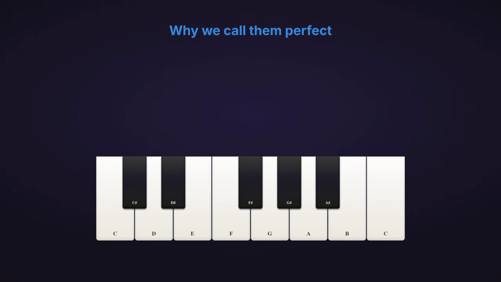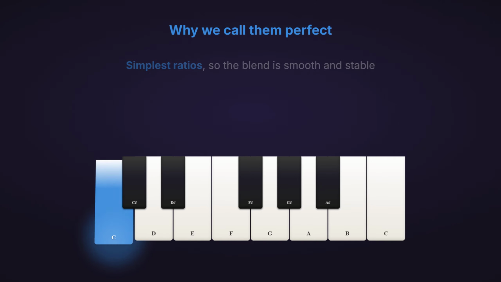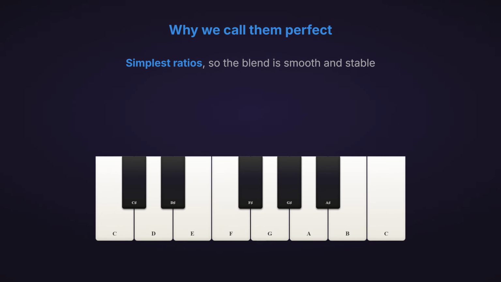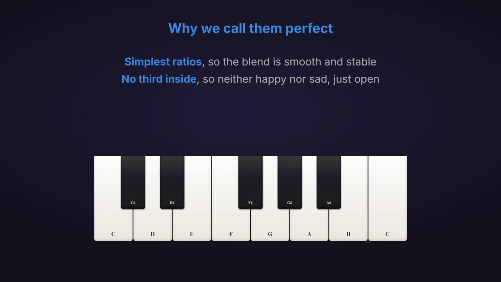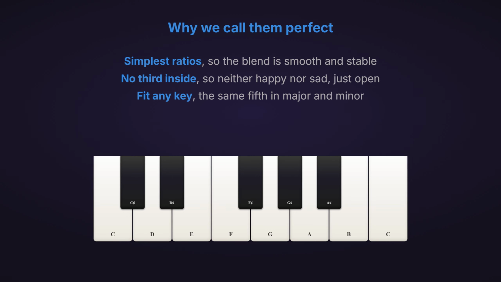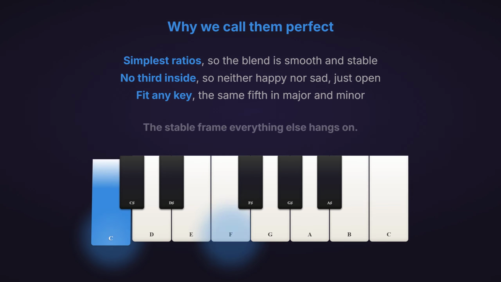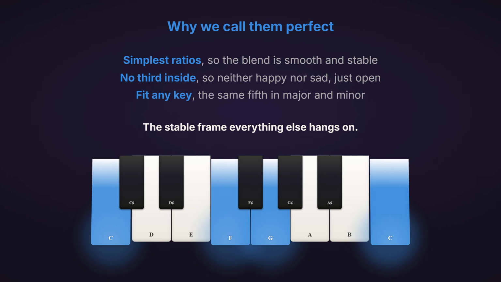The unison, the fourth, the fifth, and the octave sit on the four simplest frequency ratios, 1 to 1, 2 to 1, 3 to 2, and 4 to 3, which makes them smooth, open, and stable, with no third inside to turn them happy or sad, which in turn is exactly why the same perfect fifth fits a major key and a minor key without flinching. They are not the most colorful intervals in music, and they were never meant to be. They are the stable frame that everything else in music hangs on, the fixed points the more expressive intervals are measured against.